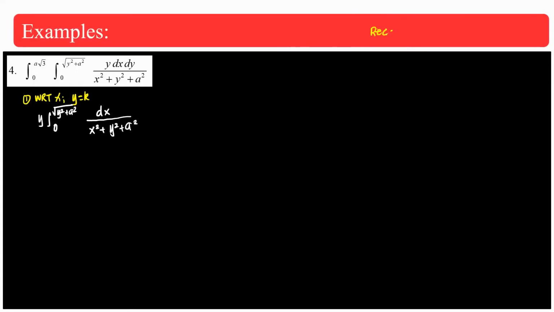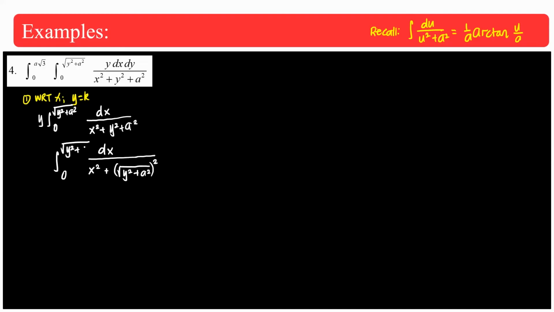If you can recall, the integral of du over u squared plus a squared is equal to 1 over a arctangent of u over a, right? So if I say that this one is actually dx all over x squared plus the square root of y squared plus a squared, squared, right? From 0 up to the square root of y squared plus a squared. There's y. It's the same, right?